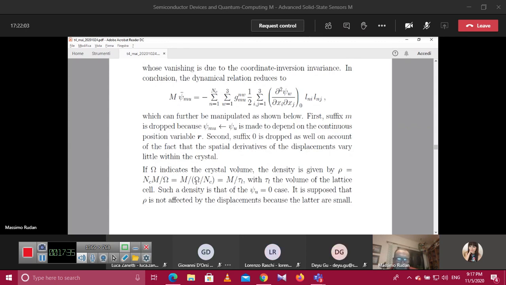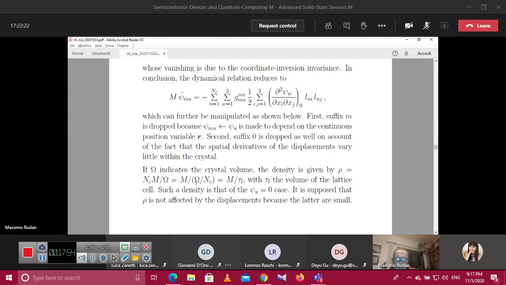And we already met this concept. We call it tau L, the volume of the elementary cell of the direct lattice. Okay, so we replace omega over Nc with tau L.